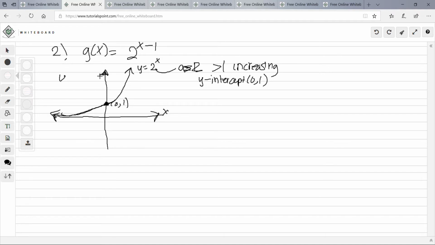You can actually make a data chart table where you plug in points to make it look nicer, but this is pretty much a rough estimate. Okay, so 0, 1. So this is y equals 2 to the x, right? But I think there's a phase shift on the x-axis, because I'll show you.